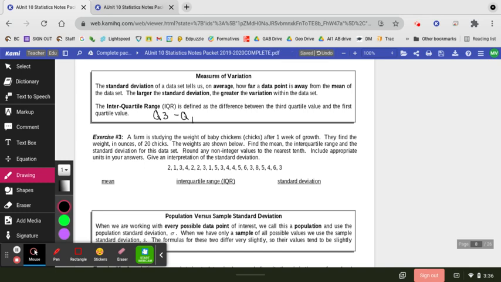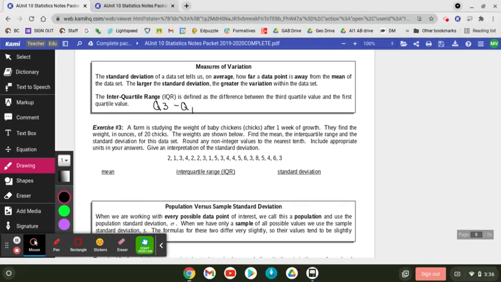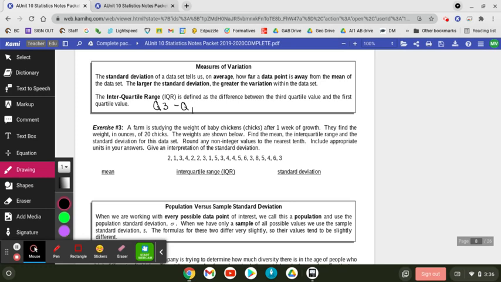So a farm is studying the weight of baby chicks. They find the weight in ounces. The weights are shown below. Find the mean, the interquartile range, and the standard deviation. Round any non-integer values to the nearest tenth. So again, we're going to open our calculator, and I'm going to add those numbers into a list.